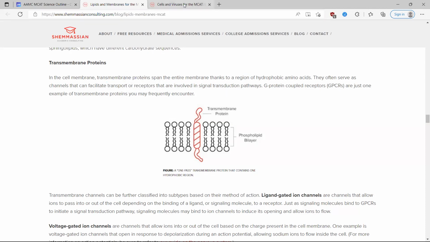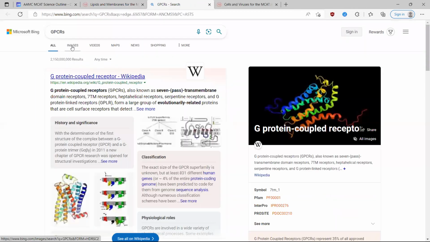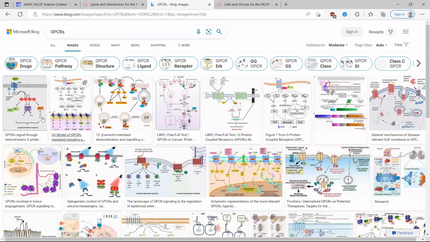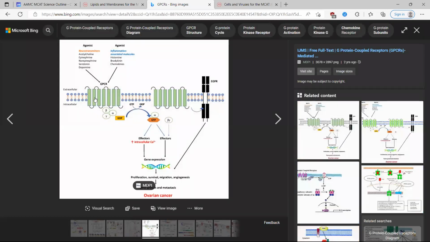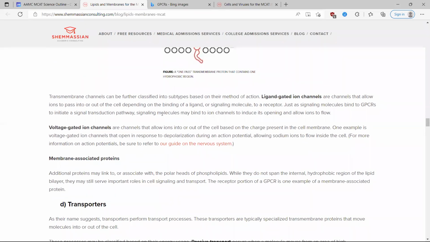GPCRs are a type of transmembrane protein. We talked about GPCRs before, because they have seven transmembrane barrels right here. 1, 2, 3, 4, 5, 6, 7. Seven transmembrane barrels. This is a very common signaling protein motif. Then you can also talk about what they do and how they do it.